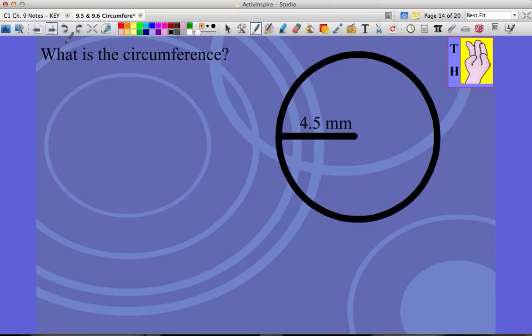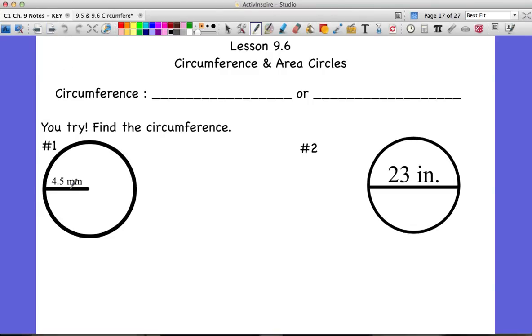Okay, so for the first part of your problems, you are going to do numbers 1 and 2 in your notes, which is finding the circumference of these 2 circles, one with a radius of 4.5 millimeters and one with a diameter of 23 inches.